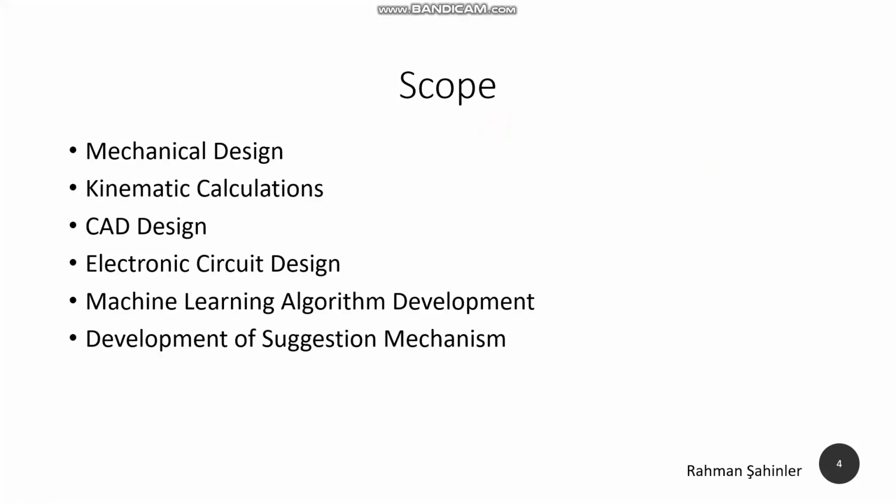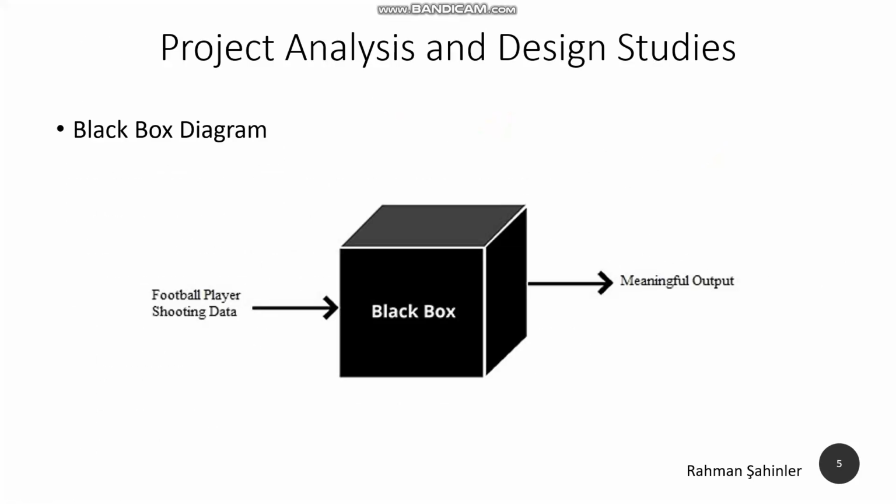Scope bars indicate the main objectives we focused on. The objectives are listed in this slide. We have prepared certain project analysis methods in order to carry out the project in a healthy way. The first of these is the black box diagram. Here we simply get the football player shooting data, and as a result of certain operations, we get meaningful analysis.